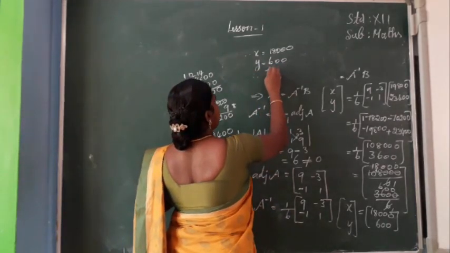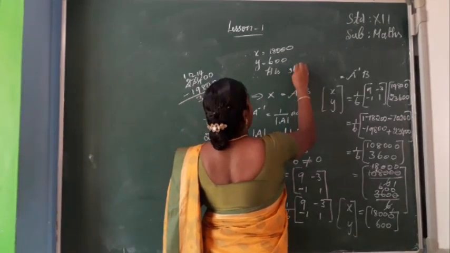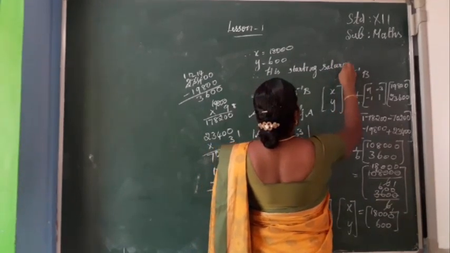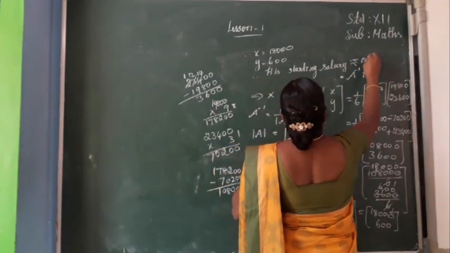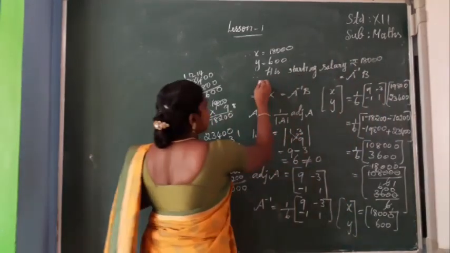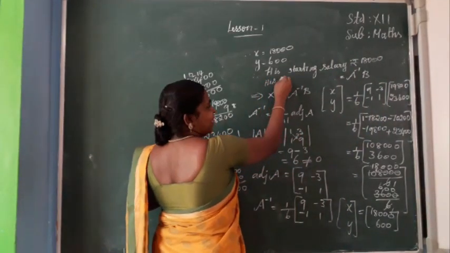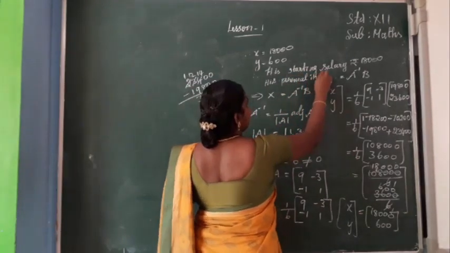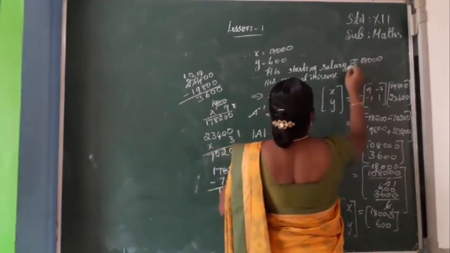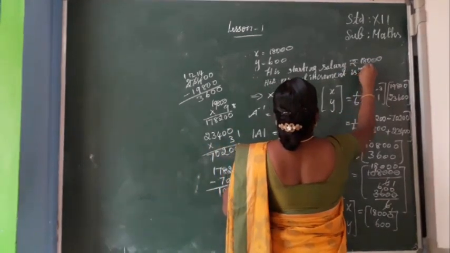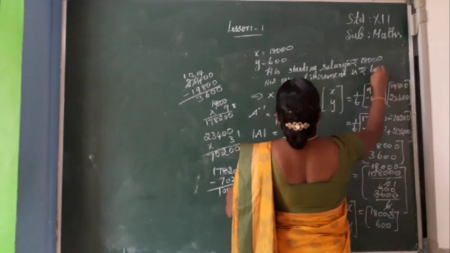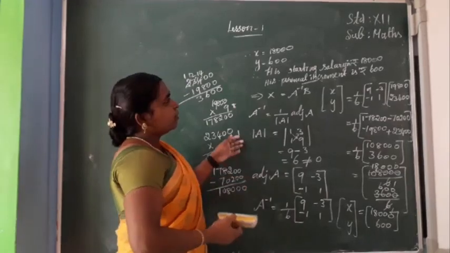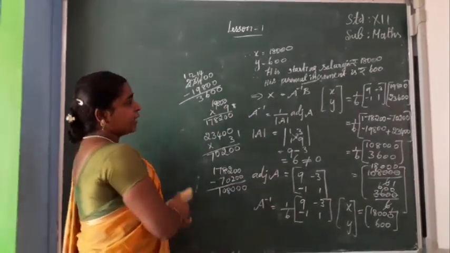Therefore his starting salary, as the amount is mentioned, you have to write rupees 80,000. Next, his annual increment is rupees 600. Okay, that's all. I think you understand about this: starting salary and annual increments.